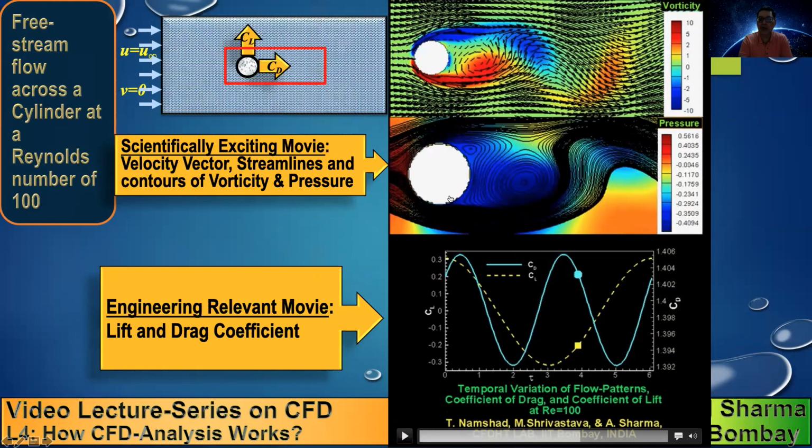Similarly, you can correlate the pressure at different time instances with the lift coefficient. What I'm trying to show you here is that the lift coefficient and drag coefficient are the effect, and the cause of the nature of the lift coefficient as positive and negative. The answer to the cause comes from this scientifically exciting movie where the contours correspond to the pressure.